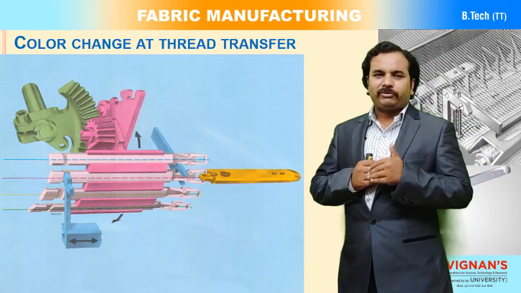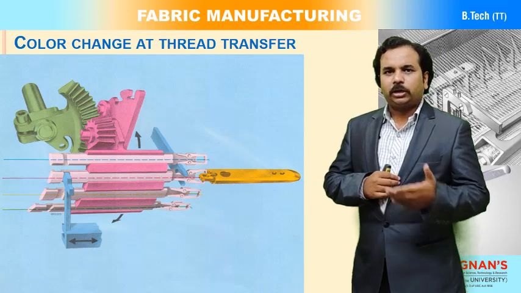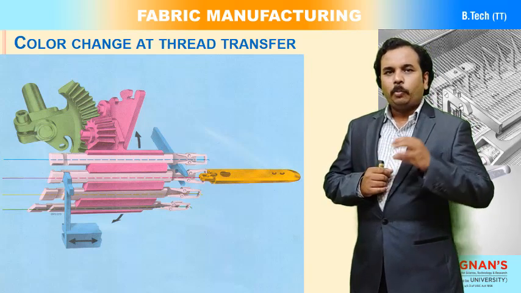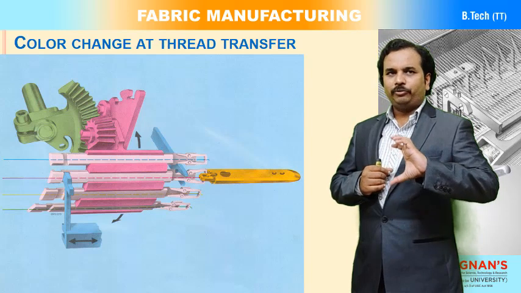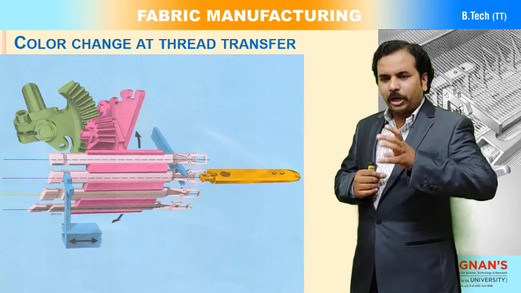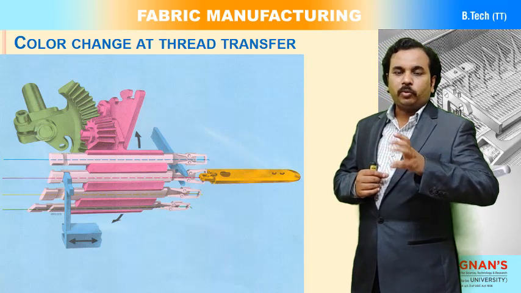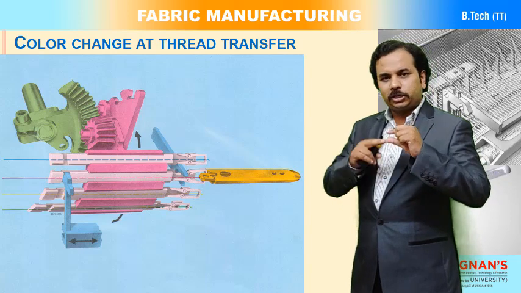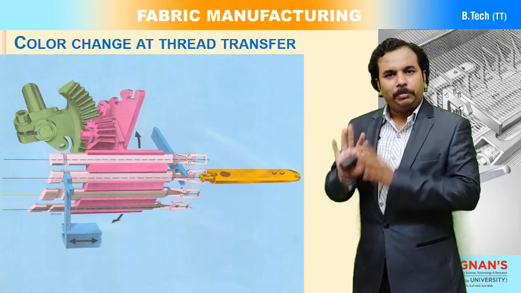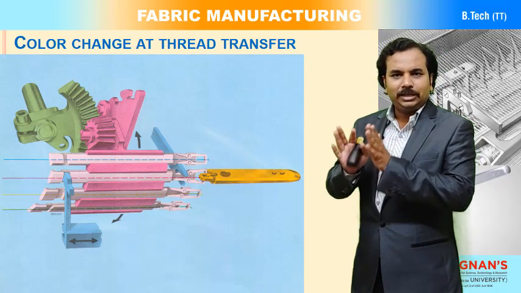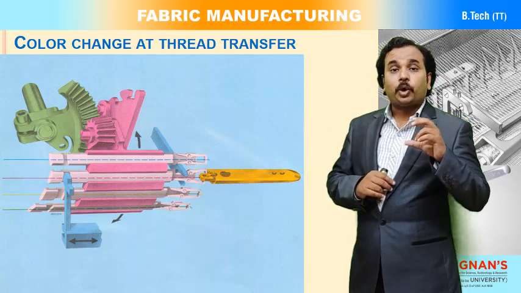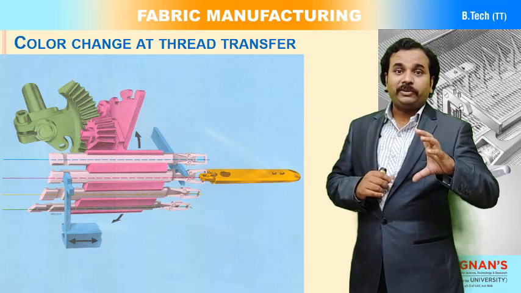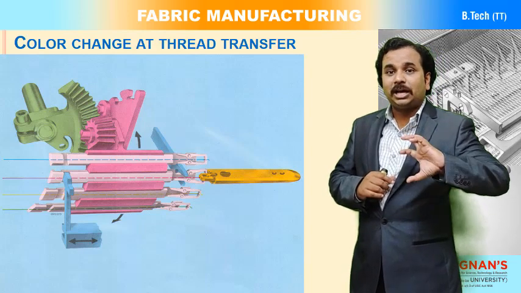Okay, so if after 2-3 picks you need to feed the third color into the projectile, what will happen? The projectile feeder assembly will rotate by one feeder movement. Now the third will come towards the projectile picking mechanism, the picking shoe, everything else is constant. Only the change is the projectile feeder selection. The projectile feeder selection mechanism is going to change the path.